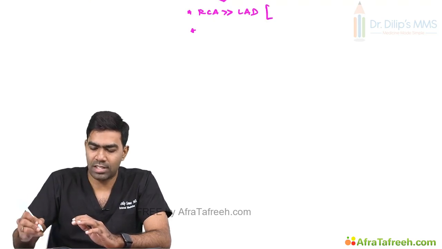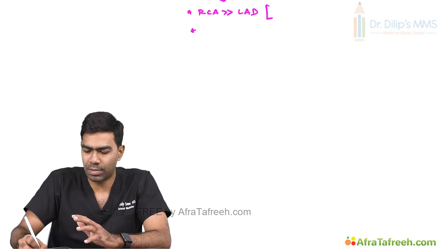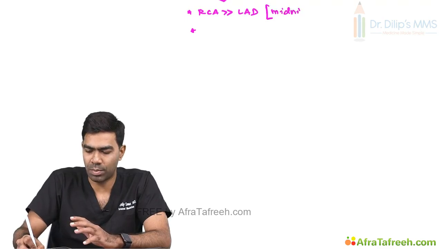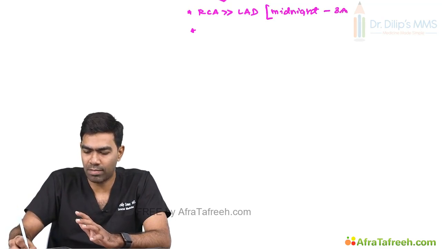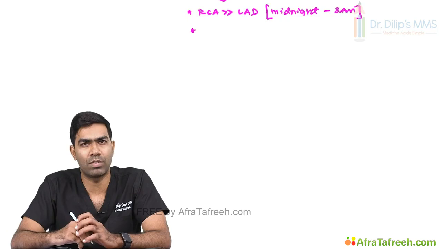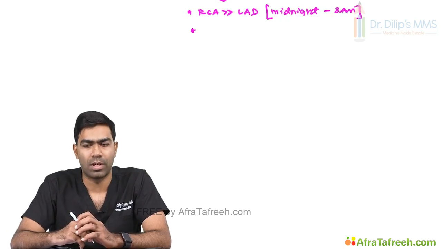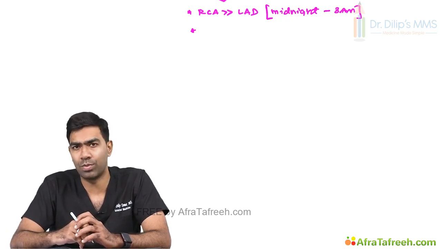Now, when does this vasospasm happen? This vasospasm typically happens during midnight, around 12 to 1 a.m. up to morning 8 a.m., where the counter-regulatory hormones like catecholamines will be usually maximum. And remember, vasospasm does not happen in all individuals. It happens only in susceptible individuals.